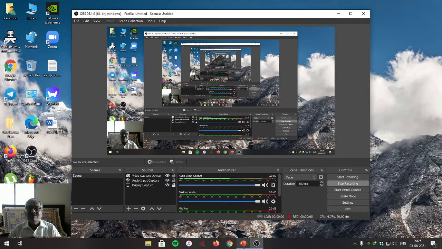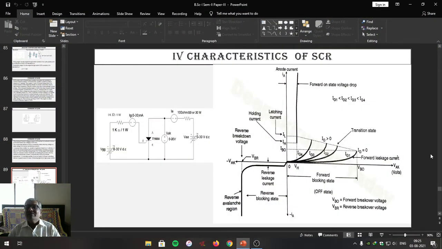In the last lecture we studied the working of SCR along with biasing of SCR, where we concluded that SCR will work only when its anode and cathode are forward biased, and it doesn't work when it is reverse biased. Thus, we can say that SCR is a unidirectional device.